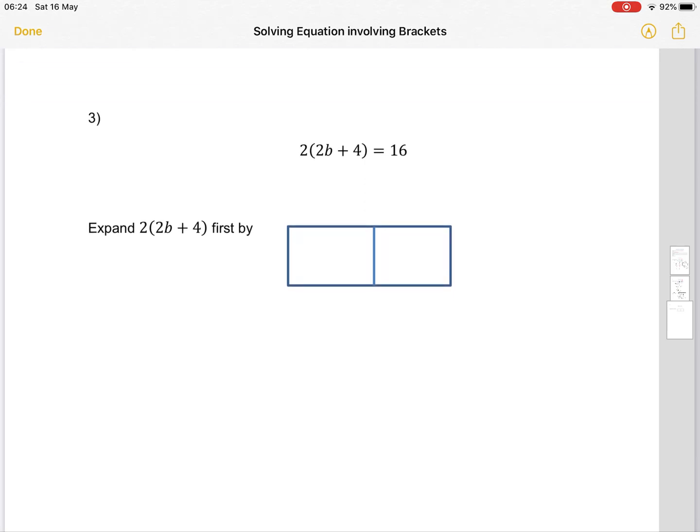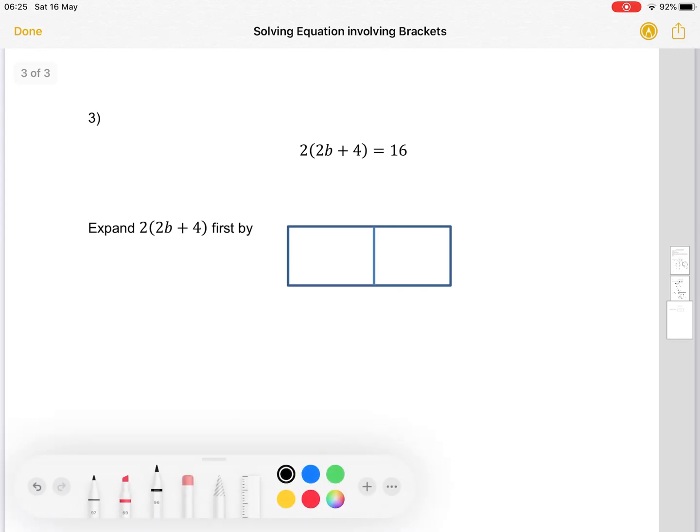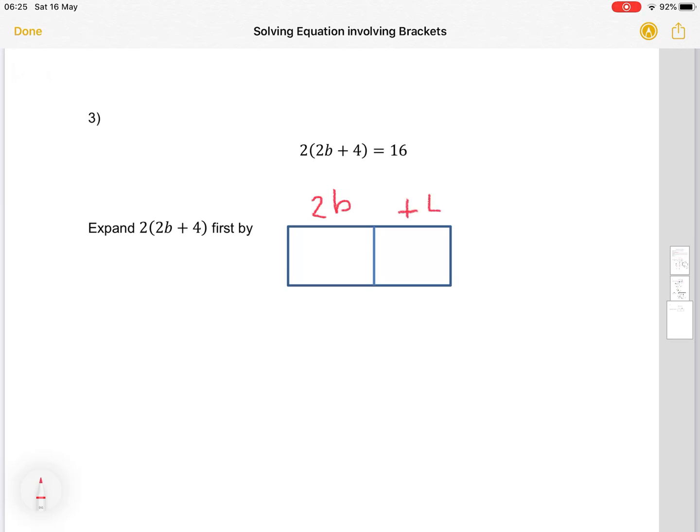Let's work the third example. The third example is 2 into 2b plus 4 is equal to 16. So I need to expand the 2 into 2b plus 4. Inside the bracket I have two terms, so that's why I split the rectangle into two. In the first part of the rectangle there is a 2b. In the second part of the rectangle there is a plus 4. I'm going to multiply all the terms inside the bracket by the term outside, which is a 2.